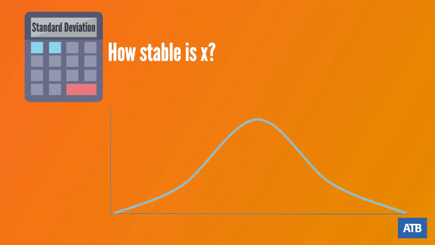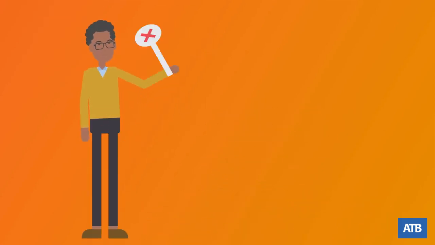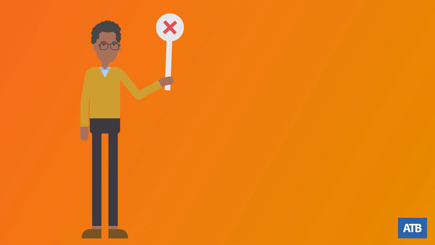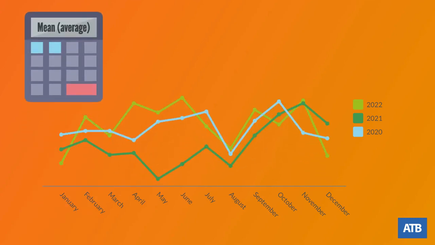Oh, it's not looking good for Bob. The standard deviation is quite high, which means call volumes fluctuate a lot from month to month. So now Bob knows his original X, which was the average number of calls per month, is likely not that trustworthy. Bob decides to go back to his original data and look at the mean or average of only the month he cares about, September.